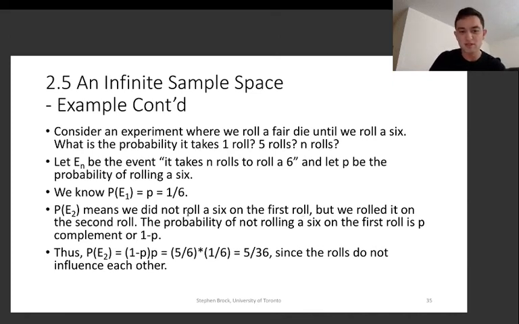Probability of E2 means we did not roll a 6 on the first roll, but we rolled it on the second roll. So what that means is that we want to know the probability of not rolling a 6 on the first roll times the probability of rolling a 6 on the second roll. And the probability of not rolling a 6 on the first roll is P complement, or 1 minus P. So thus the probability of E2 is 1 minus P times P, which is 5/6 times 1/6, which is 5/36, since the rolls do not influence each other.